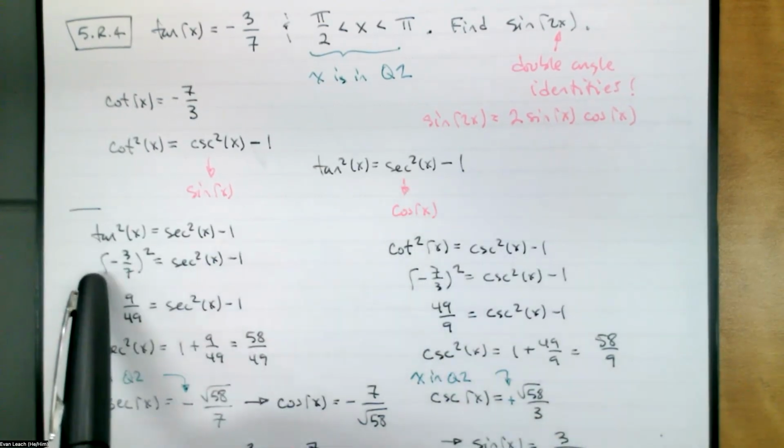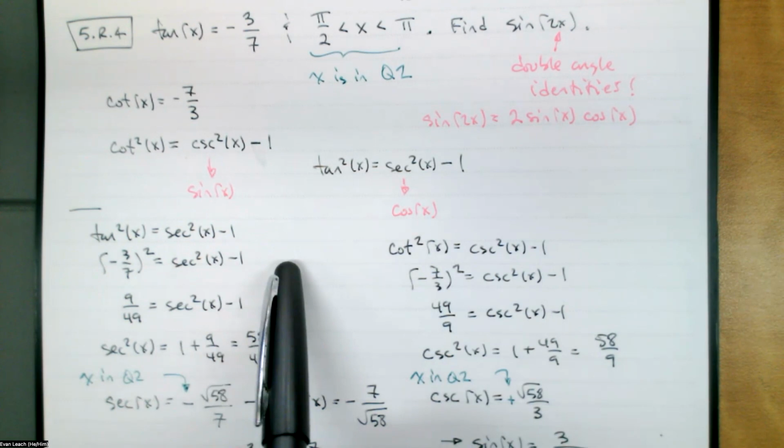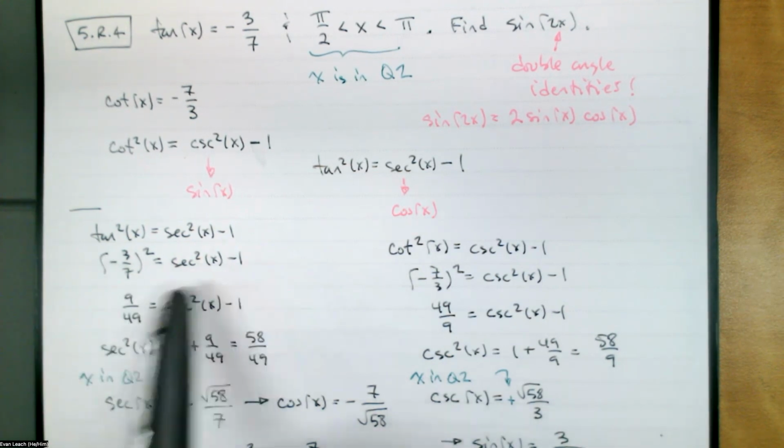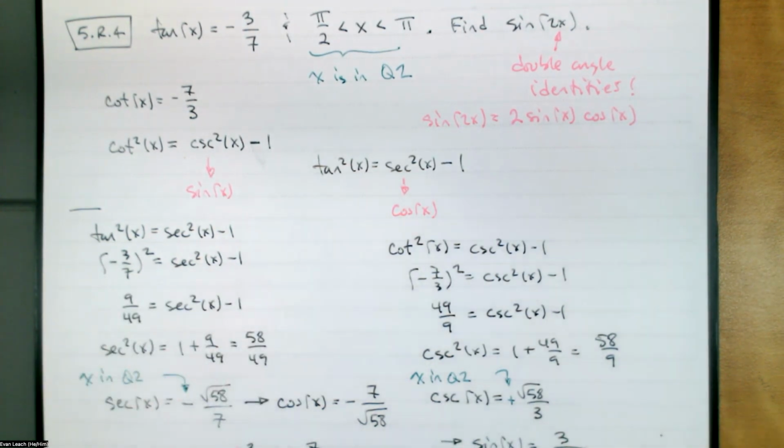So we did that over here. Tangent squared is secant squared minus 1. Tangent is negative 3/7. And then we did some algebra to find the secant squared. The trig part comes in when we get the plus or minus. If I have the secant squared is 58 over 49, I need to take the square root of both sides to put a plus or minus in front of things.